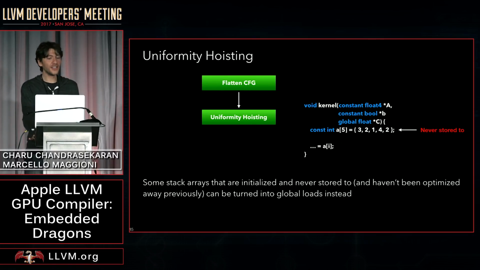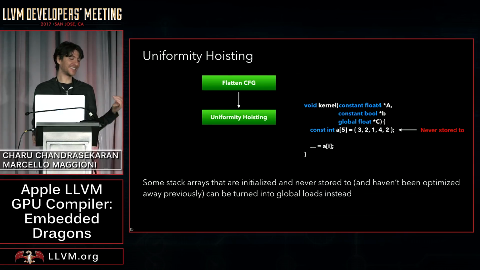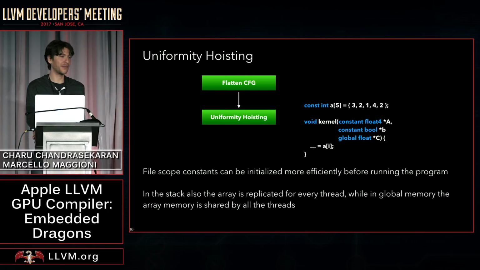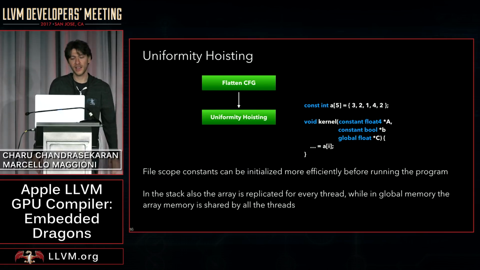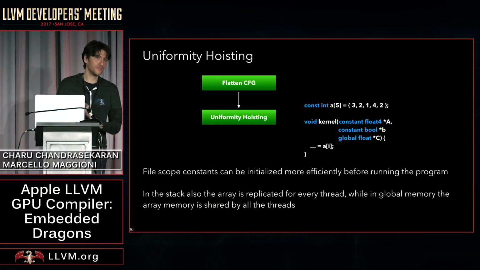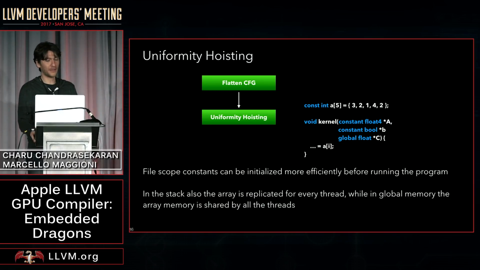Another thing we do in this stage is that if there are still some stack accesses around, like, for example, constant arrays that are not written to and are made of constants only, we move them to global memory, like this. So we basically make it a file scope constant. And this is much better because it avoids initialization, because this is initialized by the driver. And there's only one copy of this instead of one copy per thread. So less memory, better cache behavior, much better.